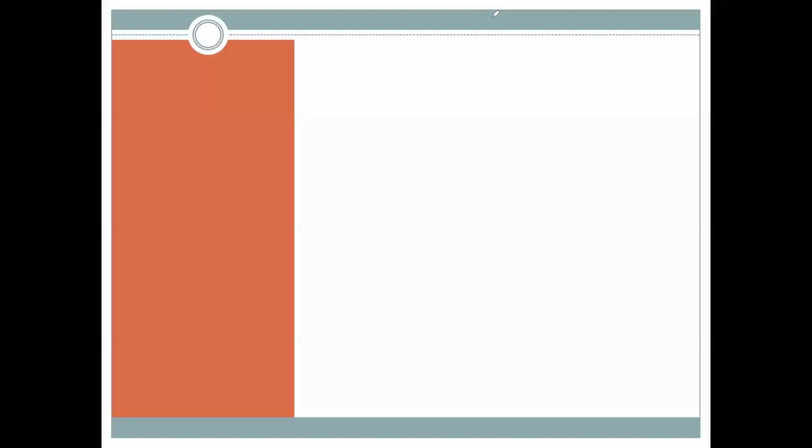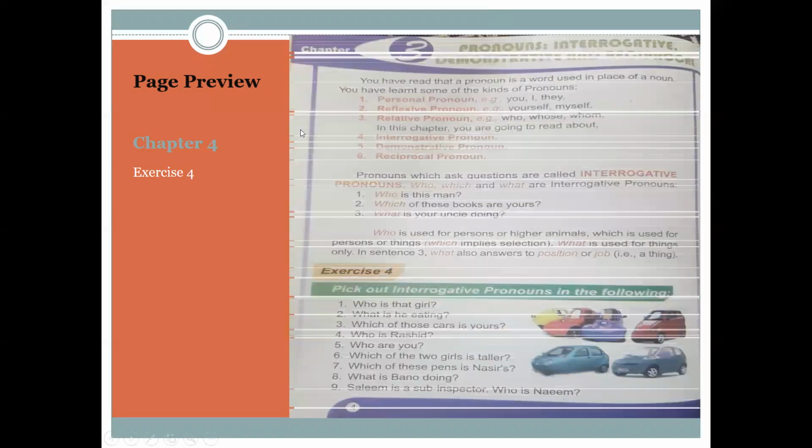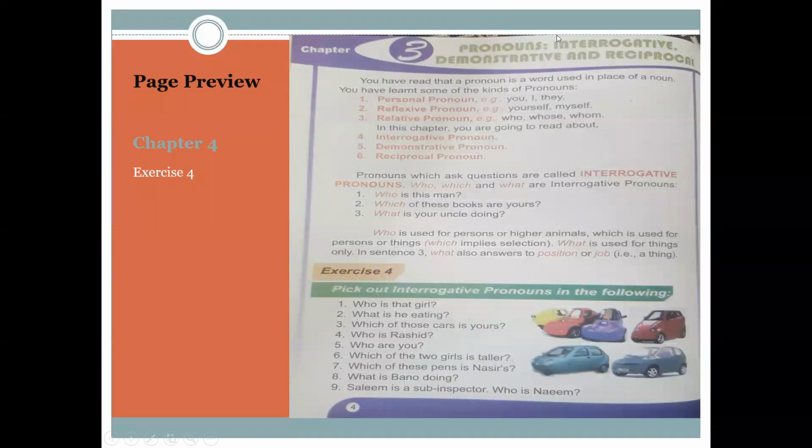Now, dear students, you can find here the page preview of the page we are learning. That is page number 4, and chapter number 3. It is exercise 4. Sorry, it is written chapter 4, but it is chapter number 3 and exercise number 4. Here is the page preview. You can see, this is chapter 3, pronouns: interrogative, demonstrative, and reciprocal. You have read that a pronoun is a word used in place of a noun. You have learned some of the kinds of pronouns.